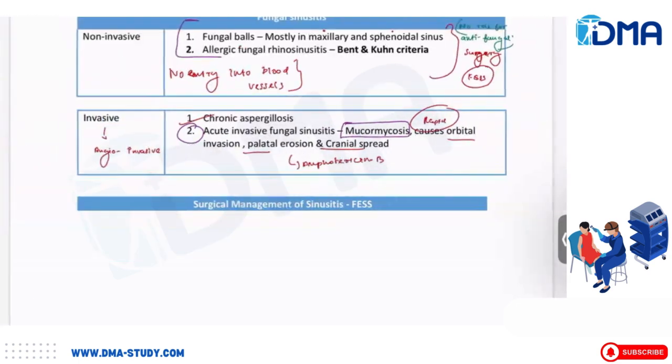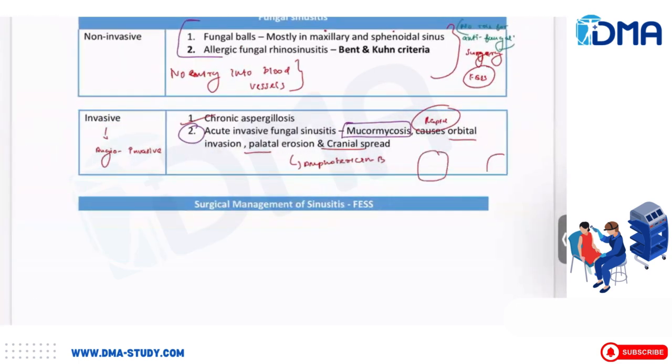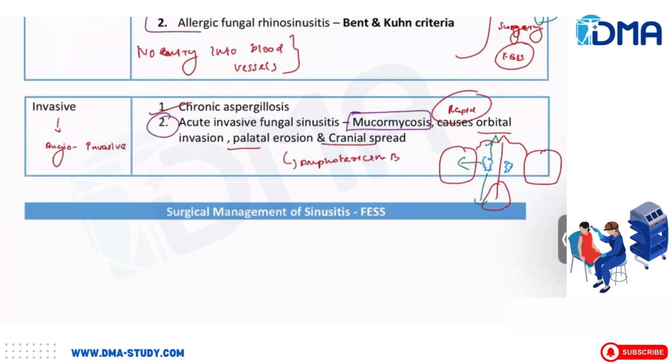Okay. So if we look at the location, this is the area of the ethmoid sinus. If the ethmoid sinus has been involved, it could spread into the orbit, palate, and cranium. So very critical. It could spread to any of the areas. It could be very detrimental for the patient.